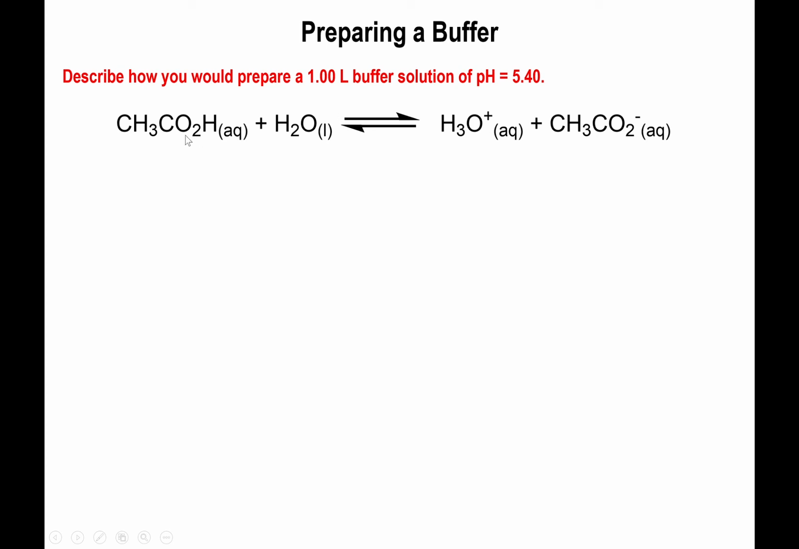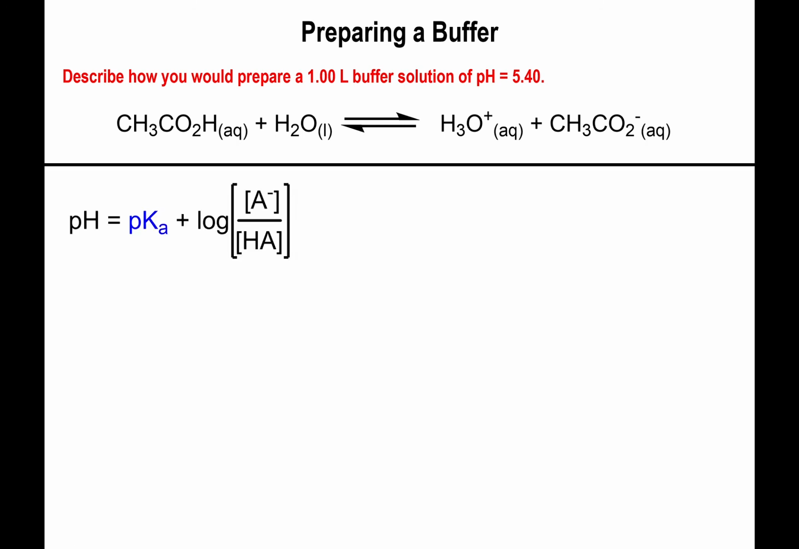In this case, I'm going to stick to acetic acid and acetate for my buffer. I want the pH to be 5.40. And what this means is that since we're making a buffer, we can use the Henderson-Hasselbalch equation. The pKa of acetic acid is 4.75, so we can input that in addition to the pH.